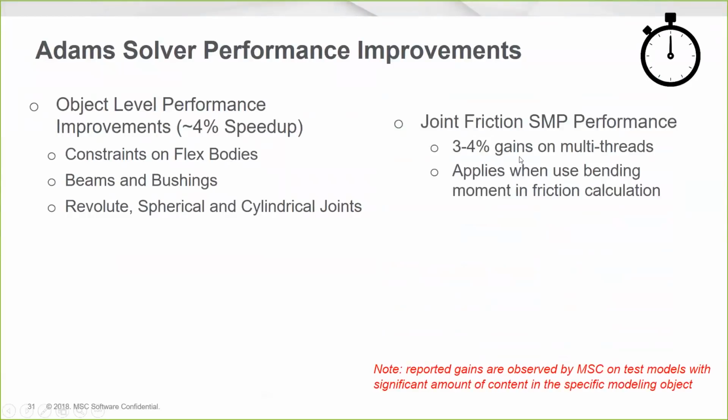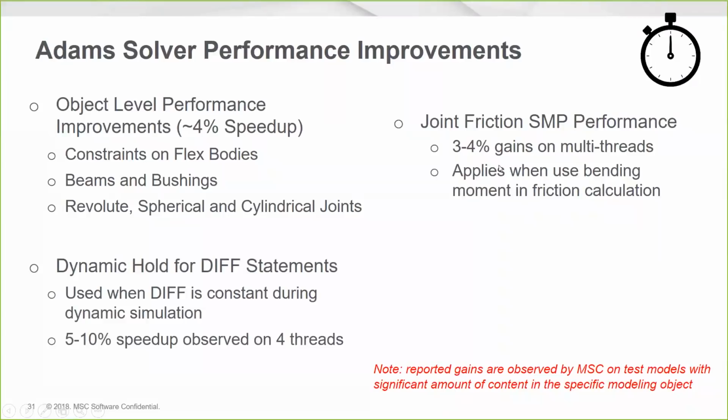Also seen 3 to 4% gains on multiple threads in SMP with joint friction. So if you're running on multiple threads and have joint friction, and when the bending moment in the friction calculation is used, you'll see some incremental benefits there. And we've added an option to allow a dynamic hold for DIFF statements. So this could be used when the DIFF is constant during the dynamic simulation. This can improve the model speed. We've observed for 4 threads about 5 to 10% speed up when employing this new feature.